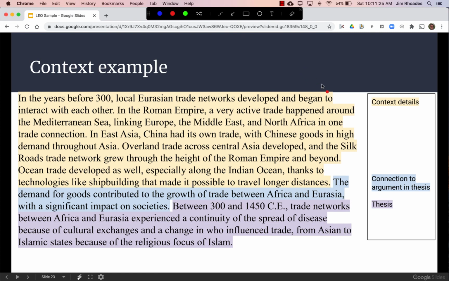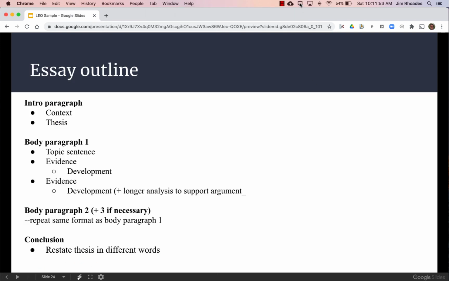Here's what that looks like in a paragraph. This yellow part is the written out version of the details I just went over about the Roman Empire and China starting the Silk Roads. I added that transition sentence: the demand for goods contributed to the growth of trade between Africa and Eurasia with significant impact on societies. And then here is that same thesis we went over before, with the continuity of the spread of disease and a change in who influenced trade from Asian to Islamic states, and then of course those reasons. So that's about it.